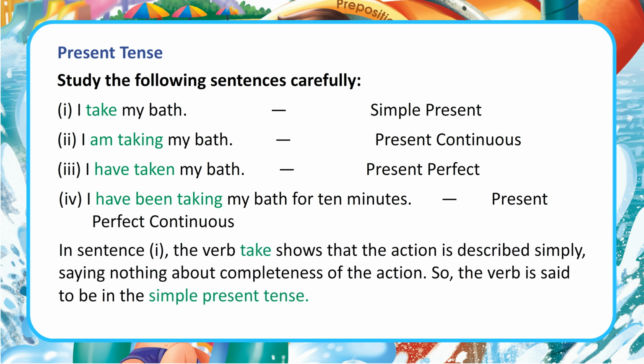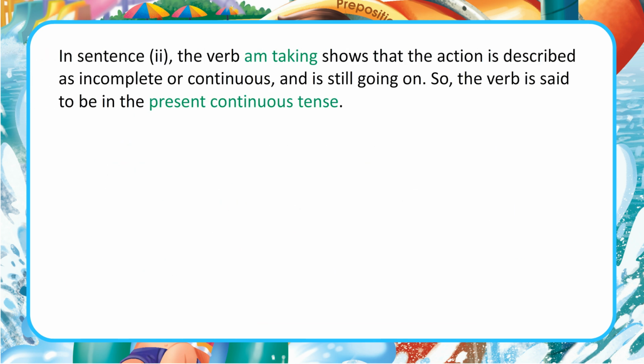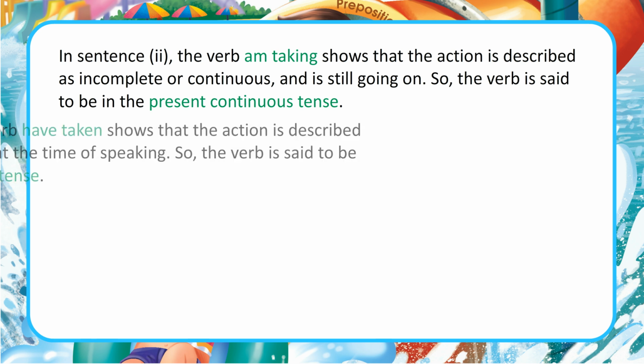In sentence 1, the verb take shows that the action is described simply, saying nothing about completeness of the action. So, the verb is said to be in the simple present tense. In sentence 2, the verb am taking shows that the action is described as incomplete or continuous, and is still going on. So, the verb is said to be in the present continuous tense.